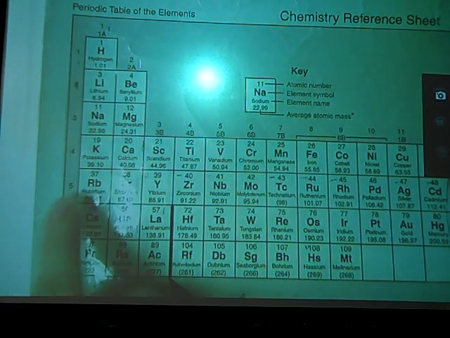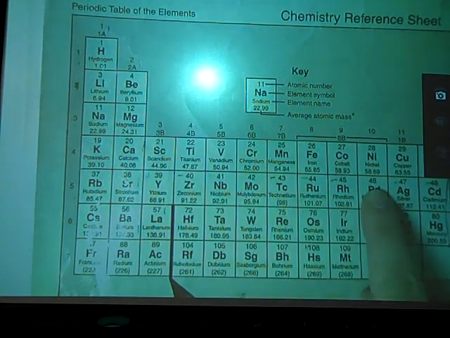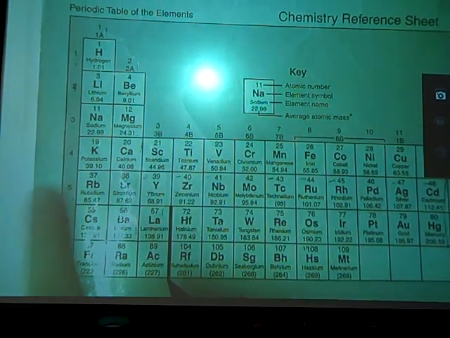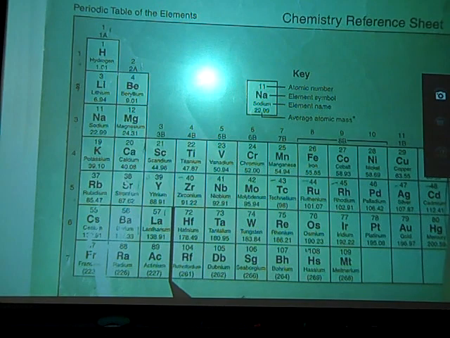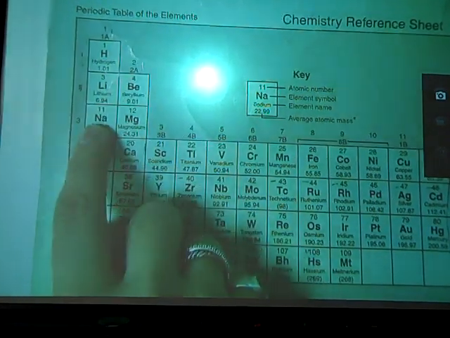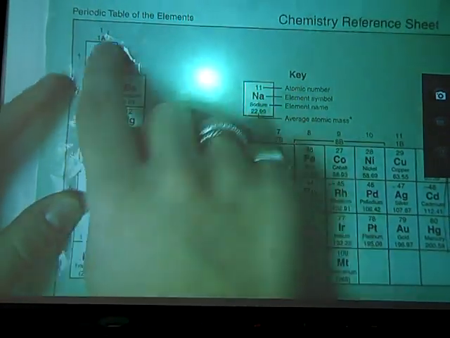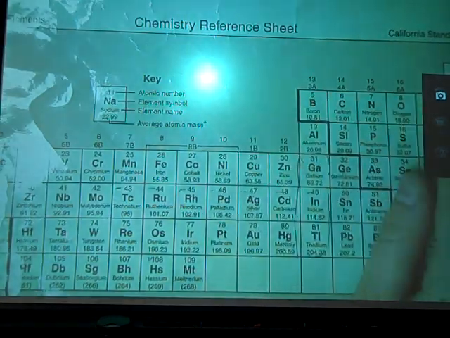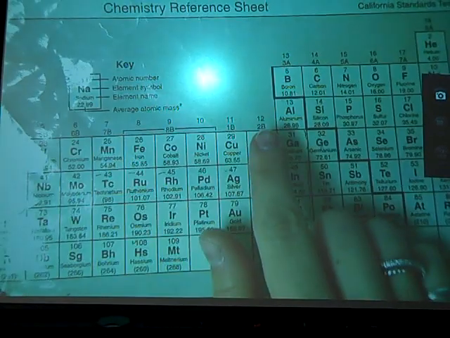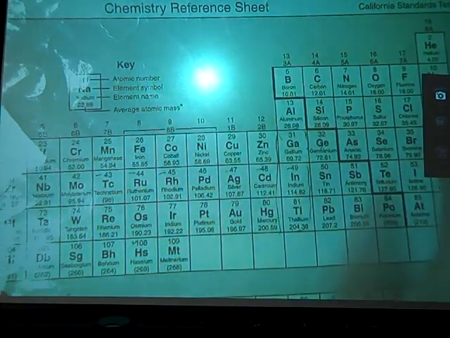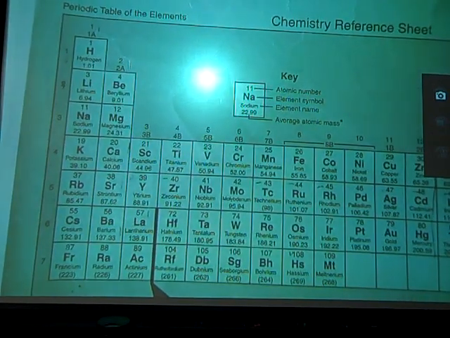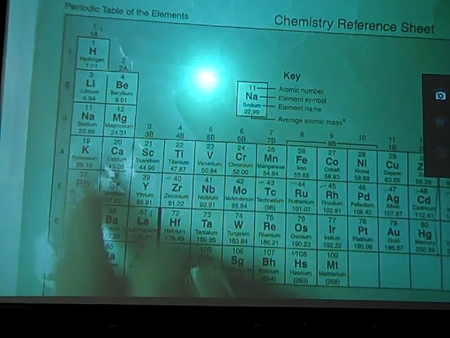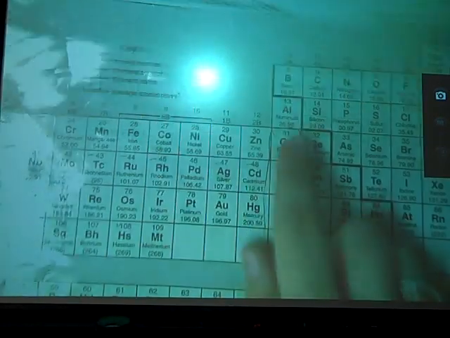When we go across a row, also known as a period, I'm not adding any new rings. That's particularly noticeable on the first 3 rows. 1s, okay, this is 2s, this is 2p, 3s, 3p. Sorry if I'm making you dizzy, moving my periodic table around so much. I love this document camera. No new rings. Here, we're still on the 3rd ring. Even over here, I'm still on the 3rd ring, so my rings aren't changing.